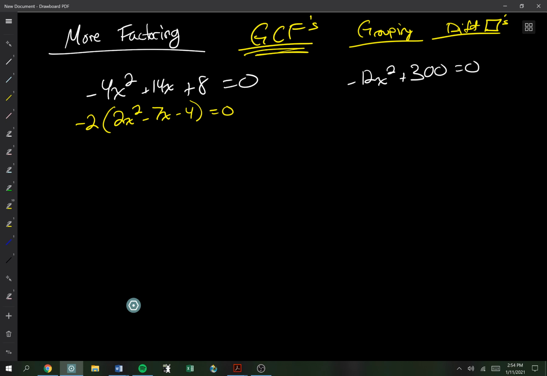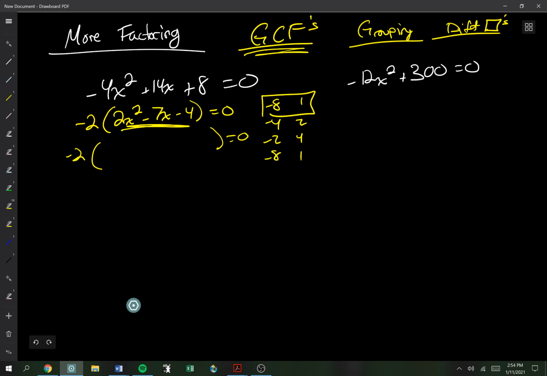Now, I'm going to factor this piece in here. We'll remember our factoring by grouping steps. We multiply a and c, which is negative 8, and we write out all the factors of negative 8. I'm trying to find the pair that adds up to negative 7, and that's this one right here. So I had it right from the start. Now, people often get confused. This negative 2 is just going to hang out there. It's not going to do anything.